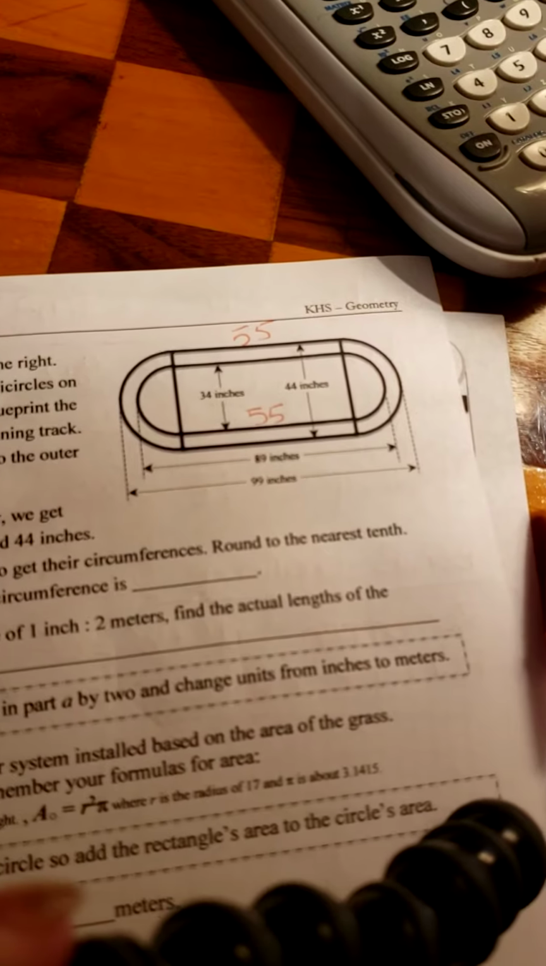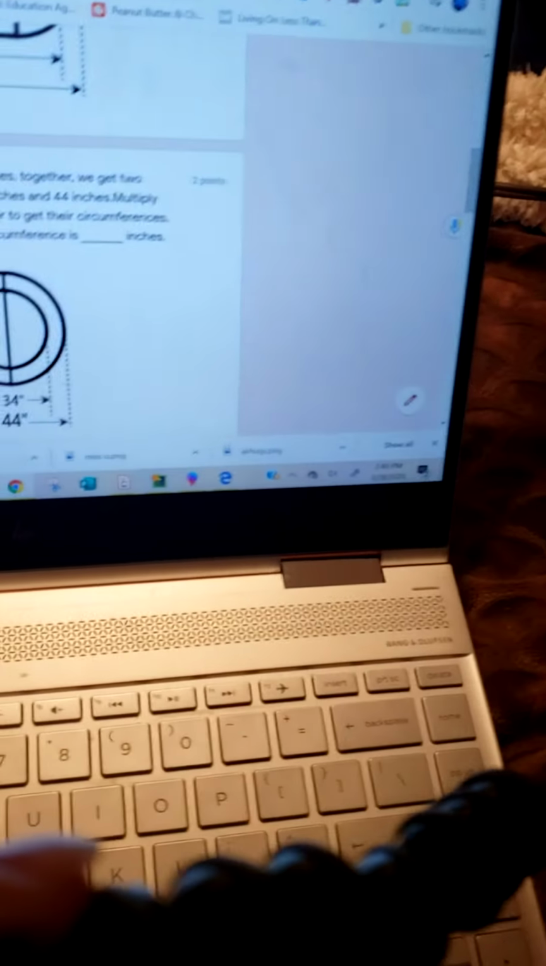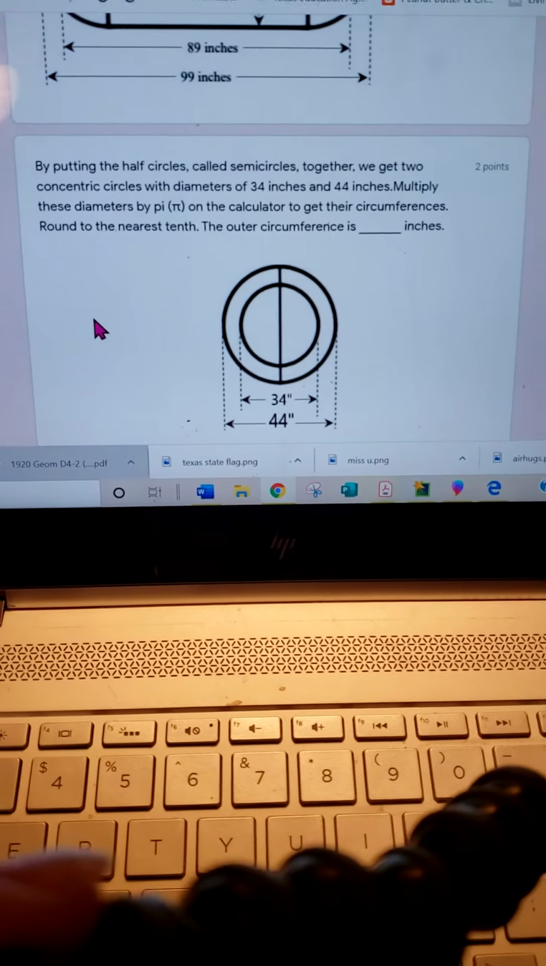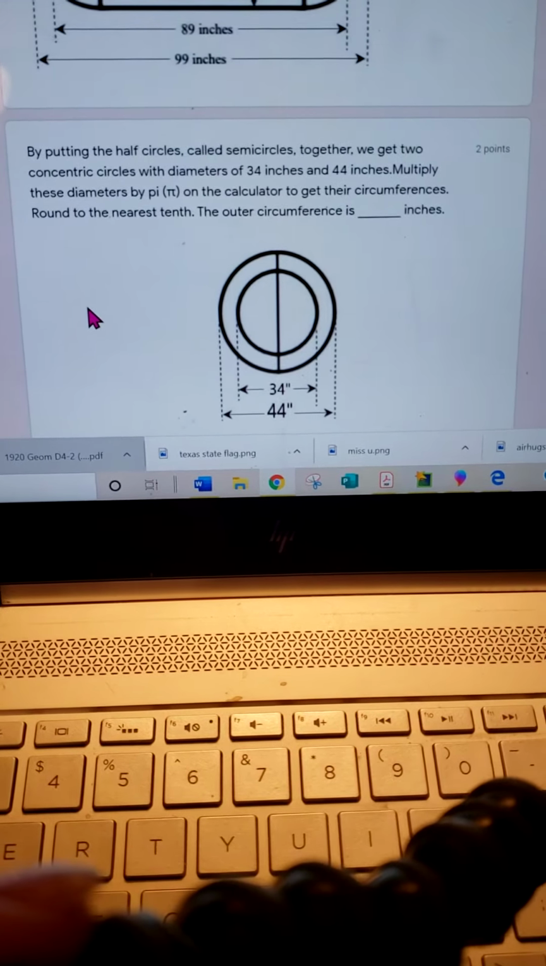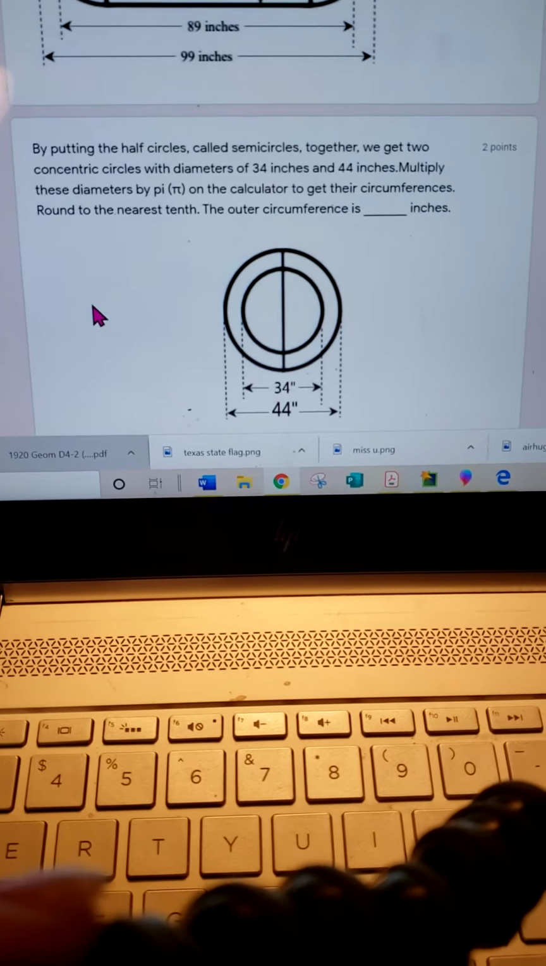All right, so scrolling down. Here's the part that's helpful. I made this part for you to help you figure this out. By putting the half circles, called semicircles, together, we get 2 concentric circles with diameters of 34 inches and 44 inches. Multiply these diameters by pi on the calculator to get their circumferences. Round to the nearest tenth.